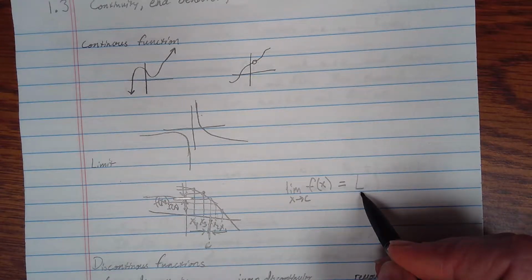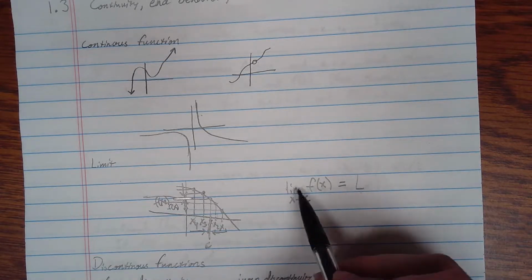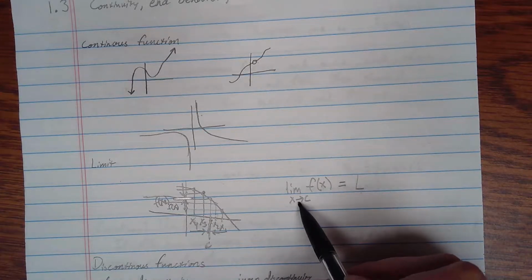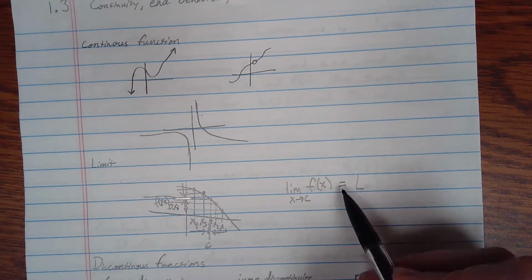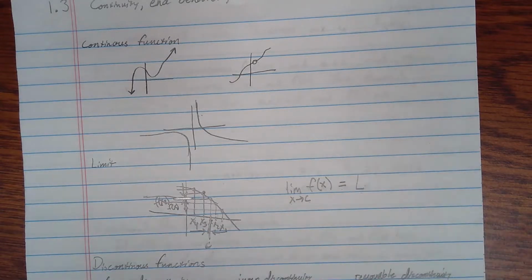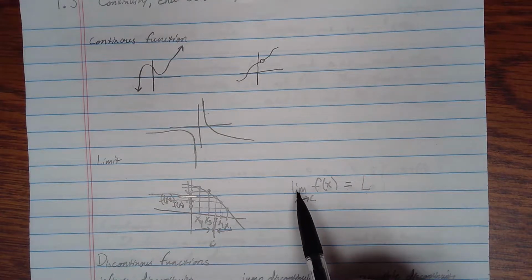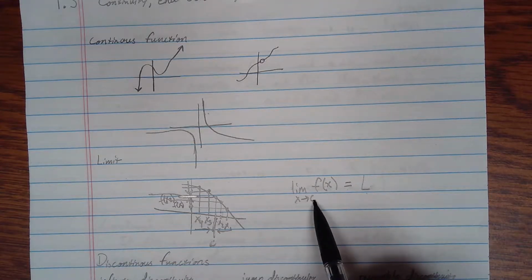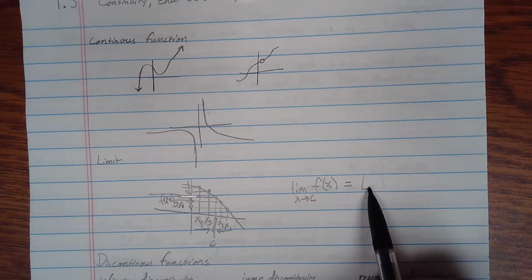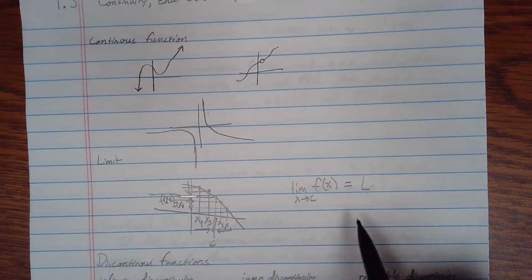When we read this, we say the limit of f of x as x approaches c is L. I know, it's a huge sentence all in that one thing. I'll say it one more time. The limit of f of x as x approaches c is L. That is a whole sentence just in that little equation right there.